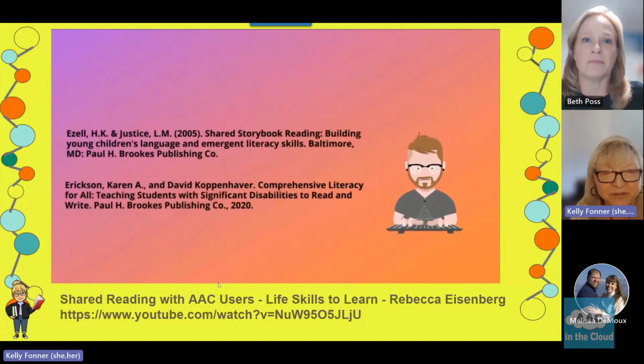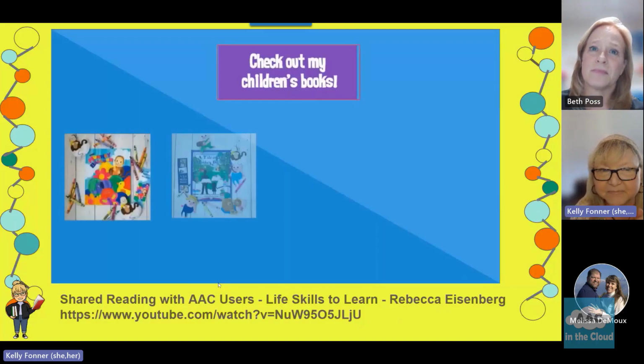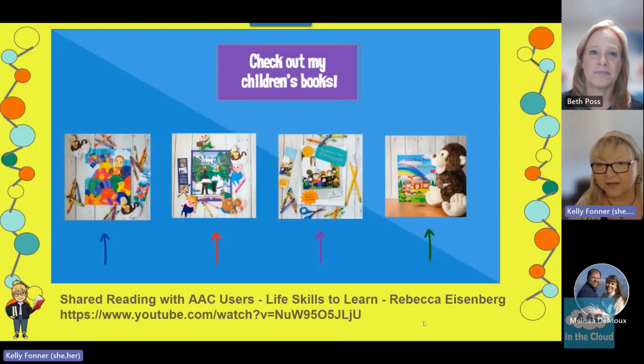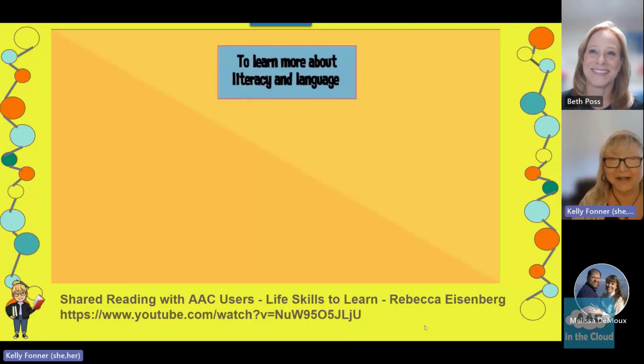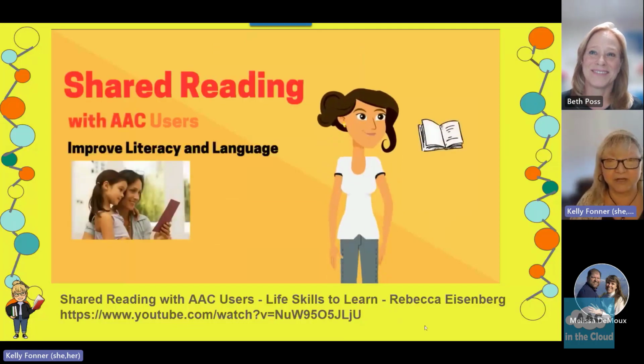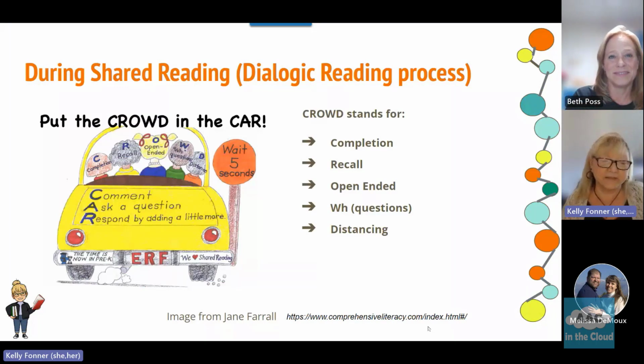And there's some resources. And as I mentioned, Rebecca has other things that she does. We don't make any money off of sharing this about her, but she does have a lot more information about literacy and language and connecting those together. So one of the things that is an activity of a shared reading process is this dialogic reading process.